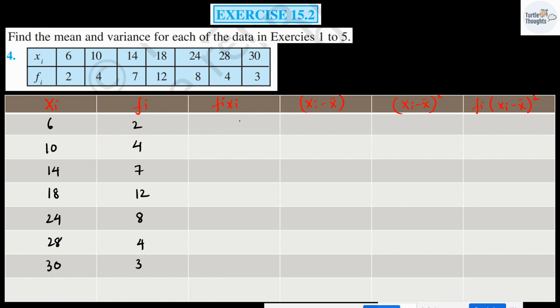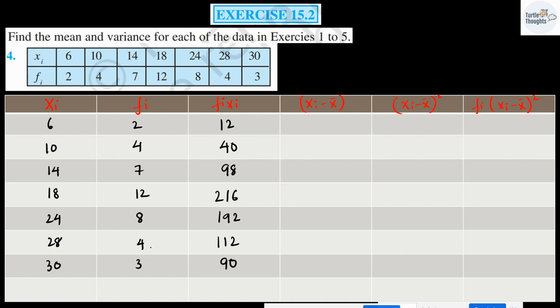Fixi is going to be the multiplication of the two columns, xi with fi or fi with xi, both mean one and the same. 6 multiplied by 2 is 12. 10 multiplied by 4 is 40. 14 multiplied by 7 is 98. 18 multiplied by 12 is going to be 216. 24 multiplied by 8, 240 minus 48, it is going to be 192. 28 multiplied by 4 is going to be 112. 30 multiplied by 3 is going to be 90.